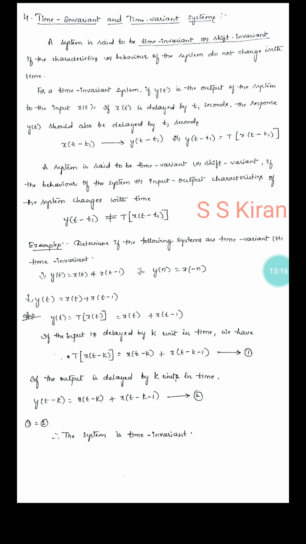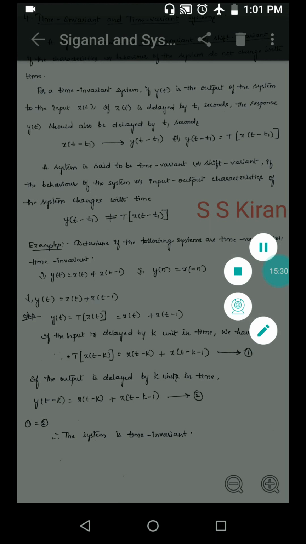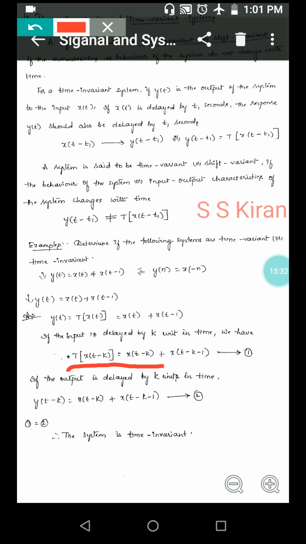If the input is delayed by k units, simply write the mathematical expression: transformation of x of t minus k, delayed by k units, and this also changes to x of t minus k plus x of t minus k minus 1. See here I have underlined, you can understand, right? This is expression 1, the output delayed by k units, and this is expression 2. If 1 is equal to 2, the system is a time invariant system. If 1 is not equal to 2, those systems are called time variant systems, right?